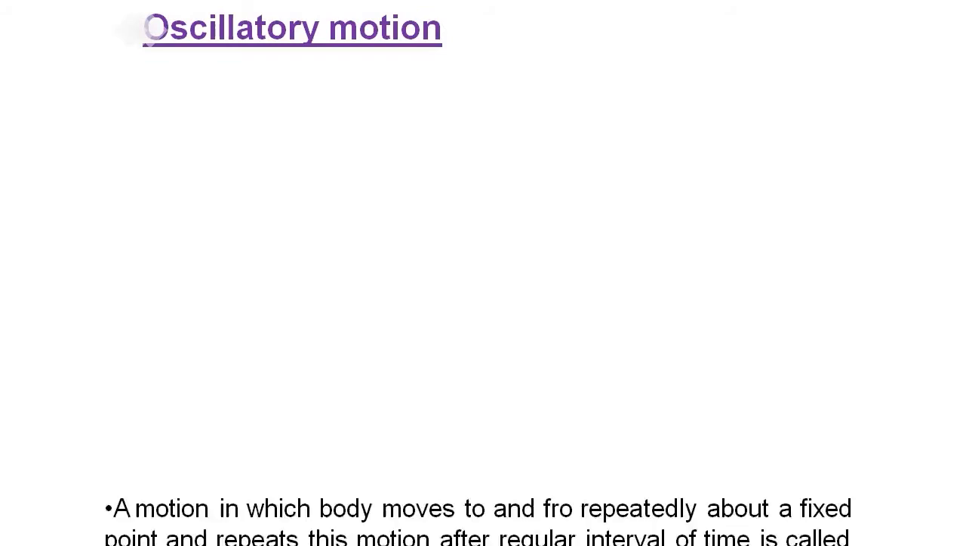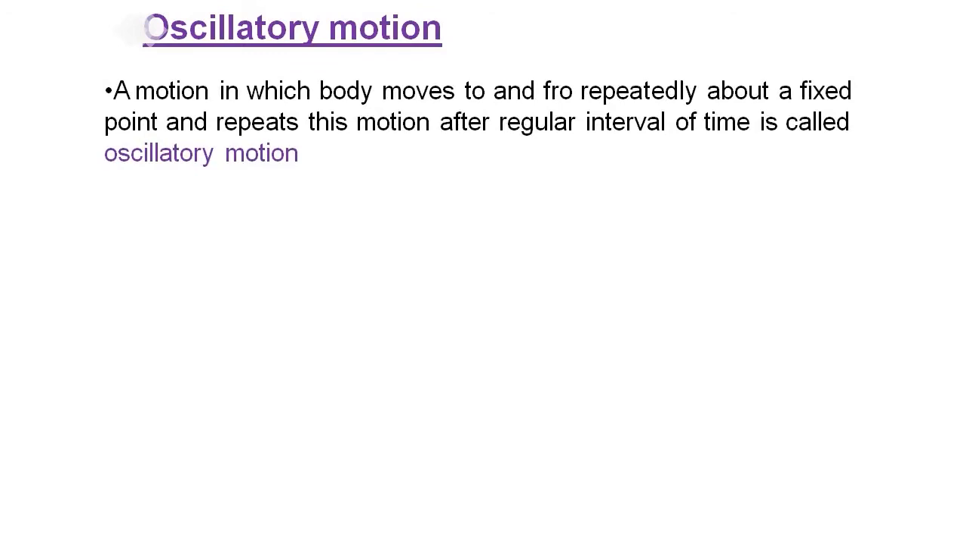Now let us take oscillatory motion. In this, there should be a point of equilibrium about which the motion is executed. A motion in which the body moves to and fro repeatedly about its fixed point and repeats this motion after a regular interval of time is called oscillatory motion. So there is a point of equilibrium about which that motion is executing.